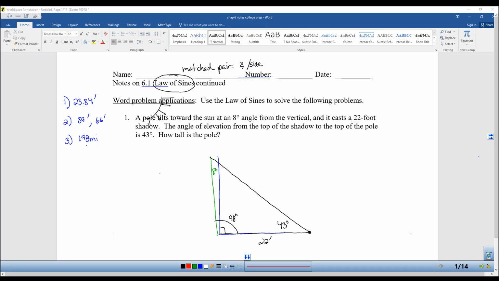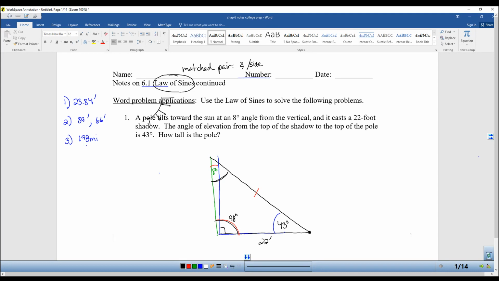So I looked for a matched pair, and I realized this is a little confusing up here because I put that 8 degrees, but that goes with this one. So this 98 is across from this side. I don't know that. This 43 is across from the pole, so I don't know that. And this 22 is across from another angle that I don't know.